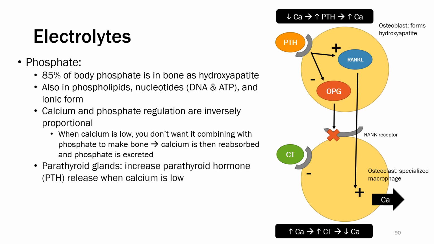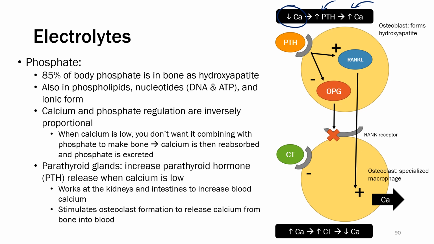The parathyroid glands increase parathyroid hormone release when calcium's low. So the parathyroid glands up here, if calcium is low, we increase parathyroid hormone, and that will work to increase calcium then. Parathyroid hormone works at the kidneys and intestines to increase blood calcium. It stimulates osteoclast formation, so it will stimulate a signaler called RANKL, and the most important thing about this is it stimulates the osteoclasts, which increase calcium release. So it's going to release calcium from the bone into the blood.